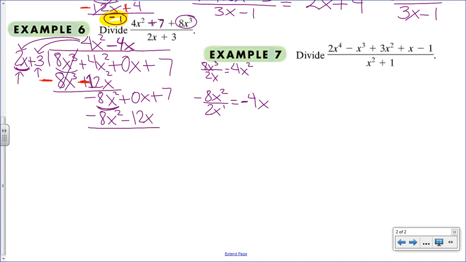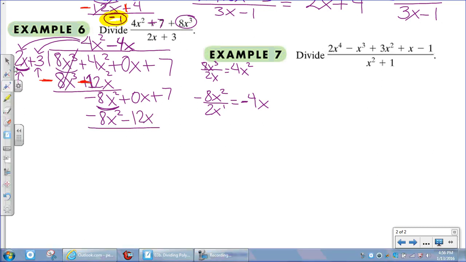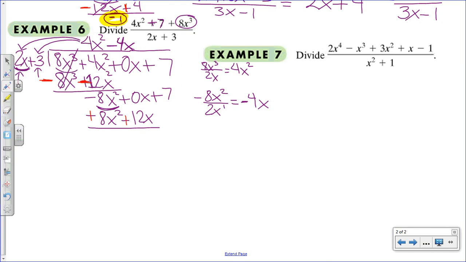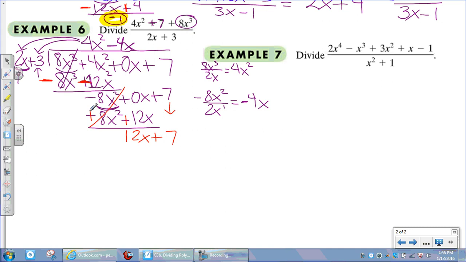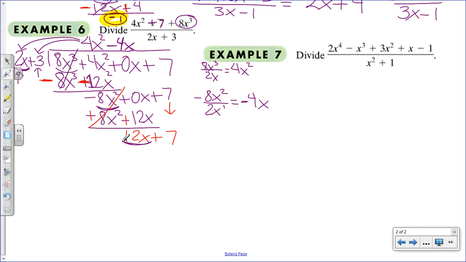Now we need to subtract, so we're going to change the signs. This goes to positive, this goes to positive, and then we combine like terms. So this will cancel out. 0x plus 12x is simply 12x. So now we're going to drop the last term, which is the 7. And what I need to do last is, well, not last, but we're almost there, is divide 12x divided by 2x. And so that will be 6.